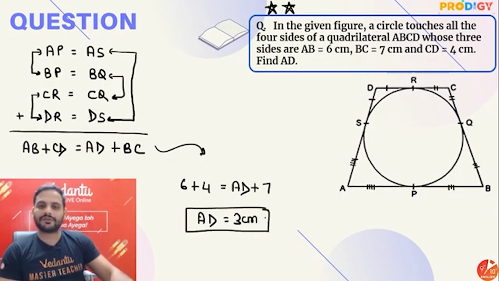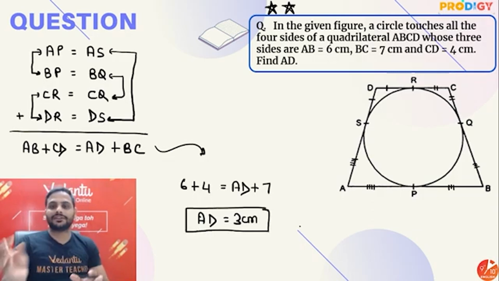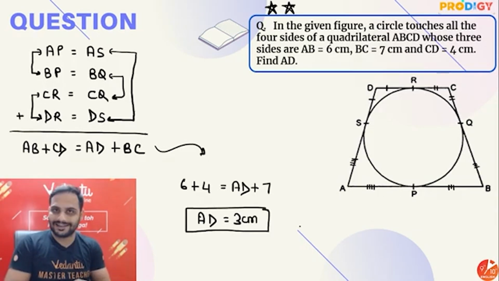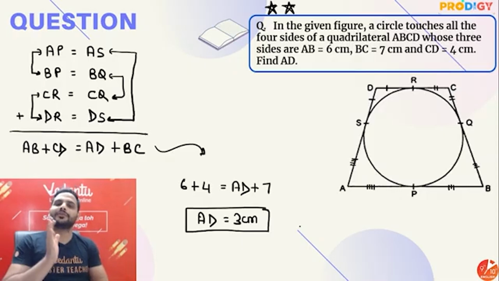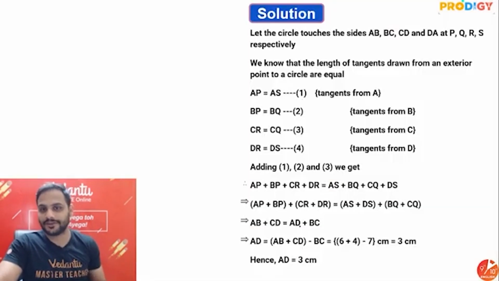So always remember guys that in such kinds of figures where a circle touches all the four sides of the quadrilateral, in that case the sum of the opposite sides is equal. So if you remember it, these kinds of questions will be solved like this, and you'll be able to save a lot of time.